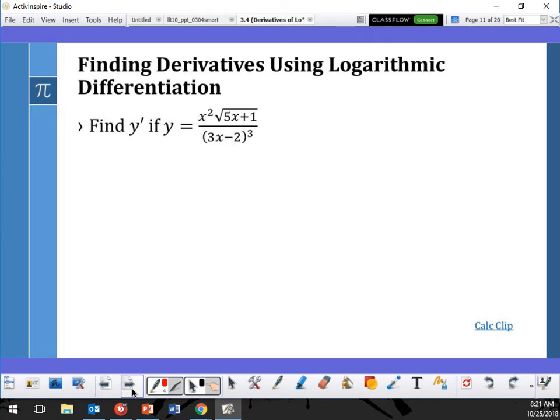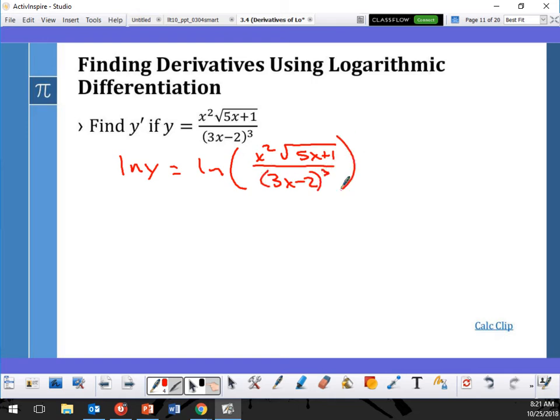Alright, so see this? This is nasty, isn't it? My f has a product in it, doesn't it? And the g has a chain in it, doesn't it? So let's not do that. To clean this up, we could use ln rules. I could ln both sides. So if I ln both sides, it's going to be ln of y equals ln of x squared radical 5x plus 1 over 3x minus 2 to the third. So I can ln both those.